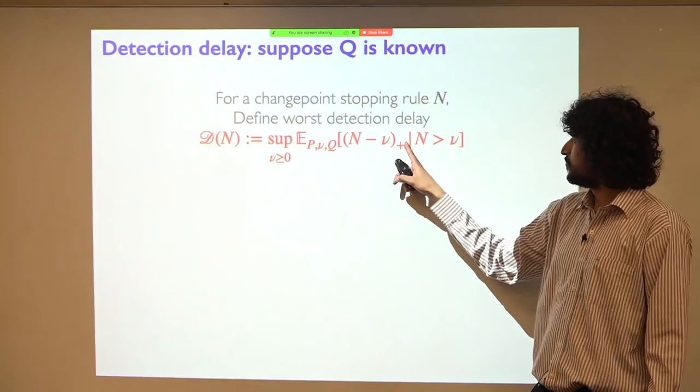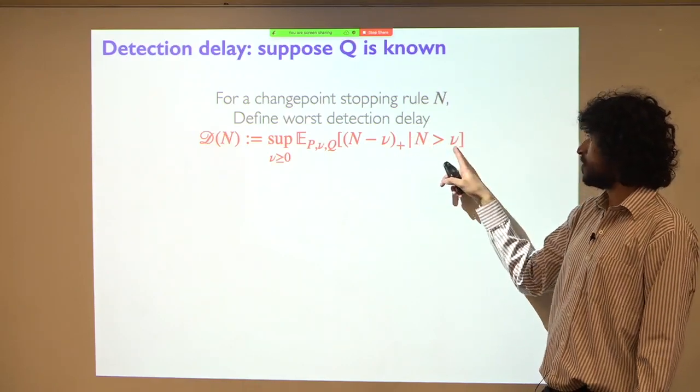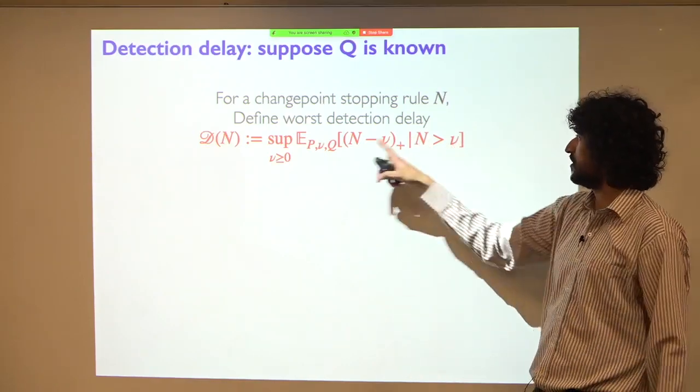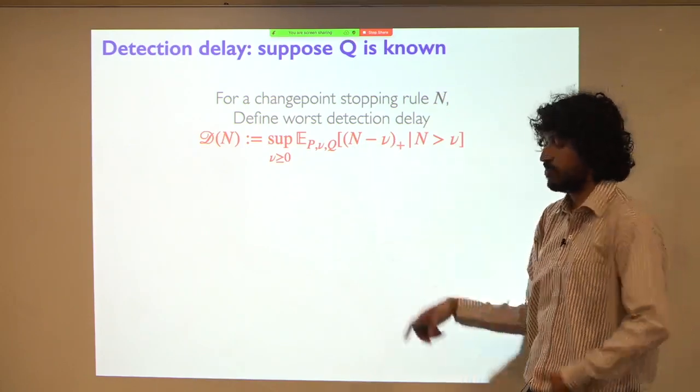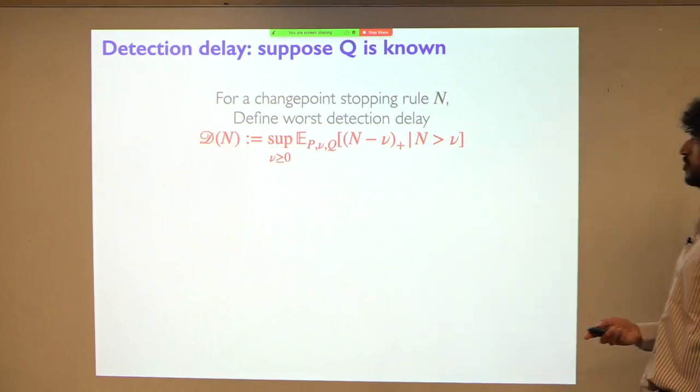And this is, given that you stop after the change point, what is the detection delay? What is (N minus nu)+? This is just how long you took to stop.